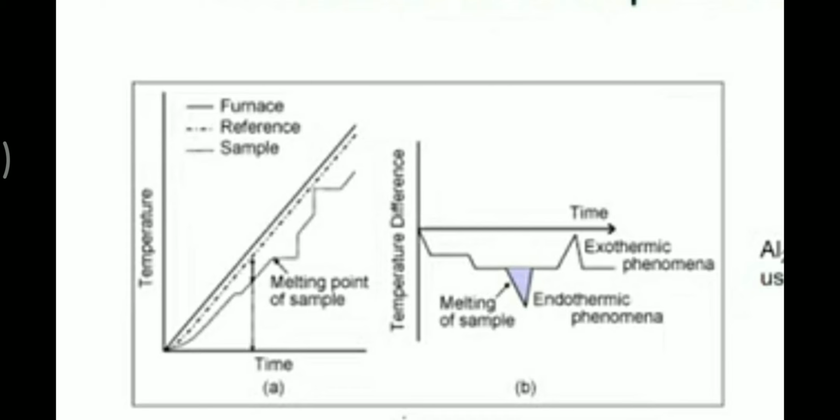We see that when something is melting, the temperature difference increases. When melting is completed, the difference decreases, which also tells us that it is an endothermic phenomenon. That is, the supplied heat is used to melt the material. Therefore, endothermic peak shows something like melting. Exothermic peak indicates rise in temperature, that is decrease in the temperature difference.